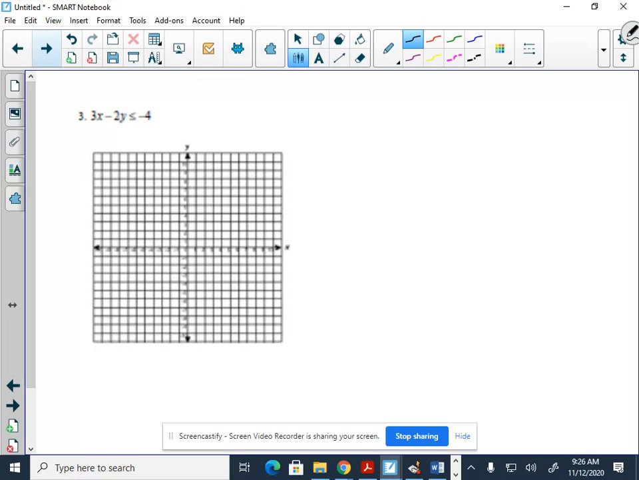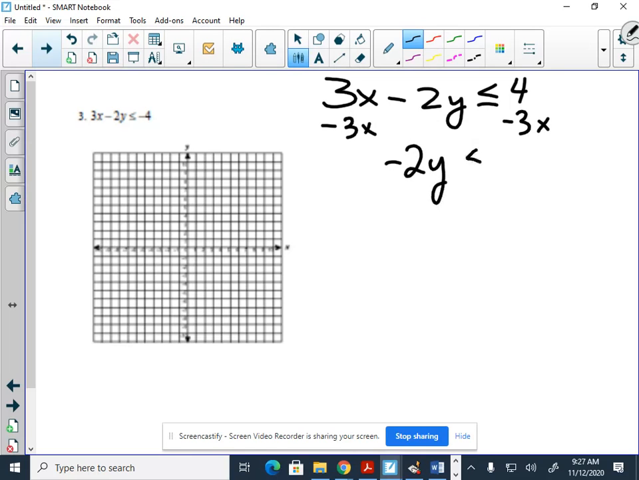All right, now we're going to do number 3. Number 3 doesn't have it in the form that we like. It doesn't have it in mx plus b form. So I advise that we usually put it in mx plus b form. So we'll subtract 3x. We get negative 2y is less than negative 3x plus 4.